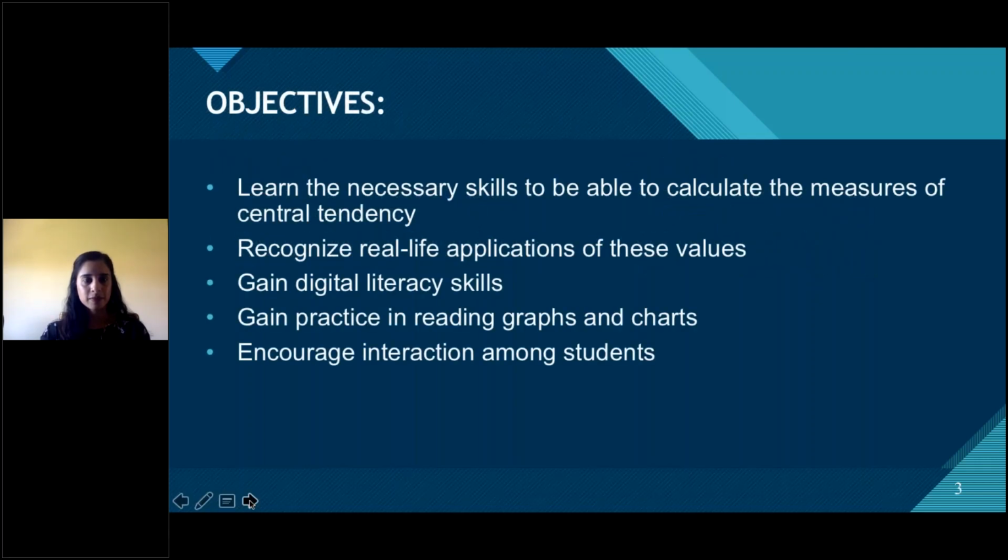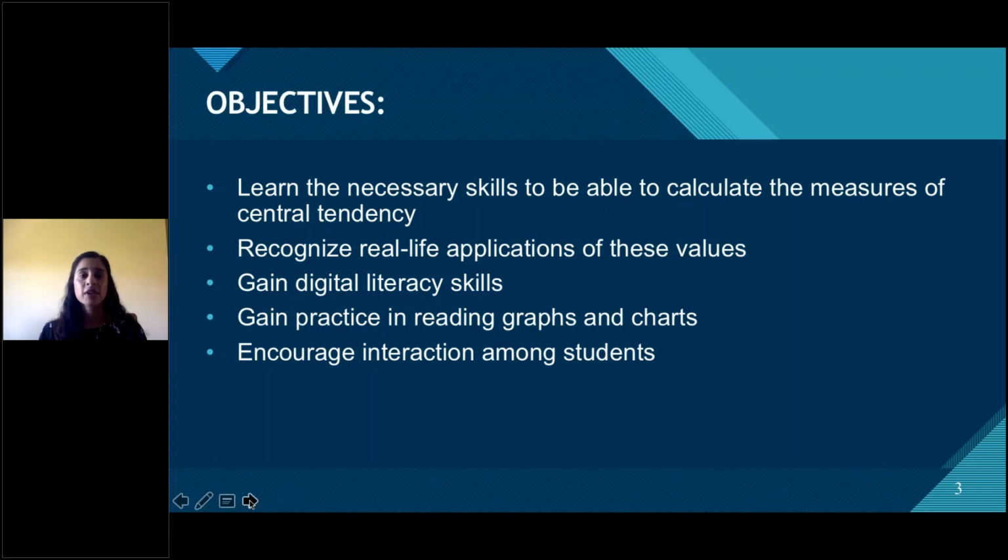All right, so moving on with the presentation. I wanted to start with the objectives of this presentation. First and foremost, as math teachers, the first objective is for us to be able to teach the academic math skills necessary for students to be able to succeed and to move forward. In this particular case, it's to be able to calculate the measures of central tendency.